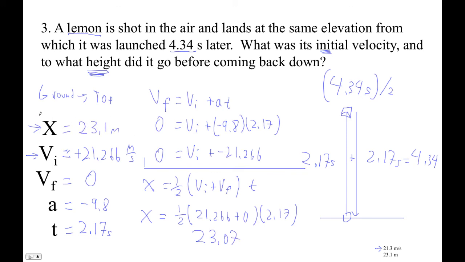Okay, so the big trick here was to say, I'm not going to use the 4.34, I'm going to use the half. You've got to cut that thing in half. Now it becomes an easily solvable problem. Halfway through the time, the velocity is 0. We know our acceleration, we know our time. Everything else is not so hard. Okay?